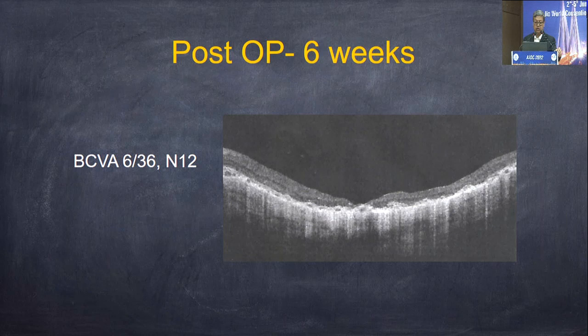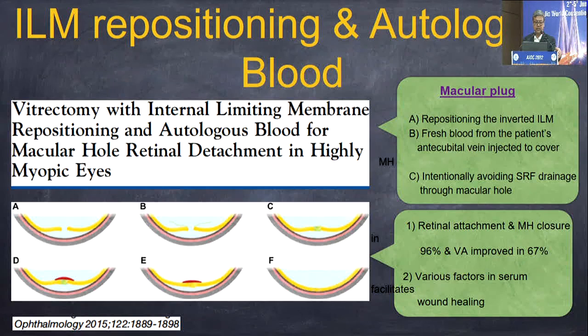So this is the outcome after 6 weeks. Vision has improved, but you can notice there is a very thin fovea. So we do not expect much better outcome in this kind of cases.